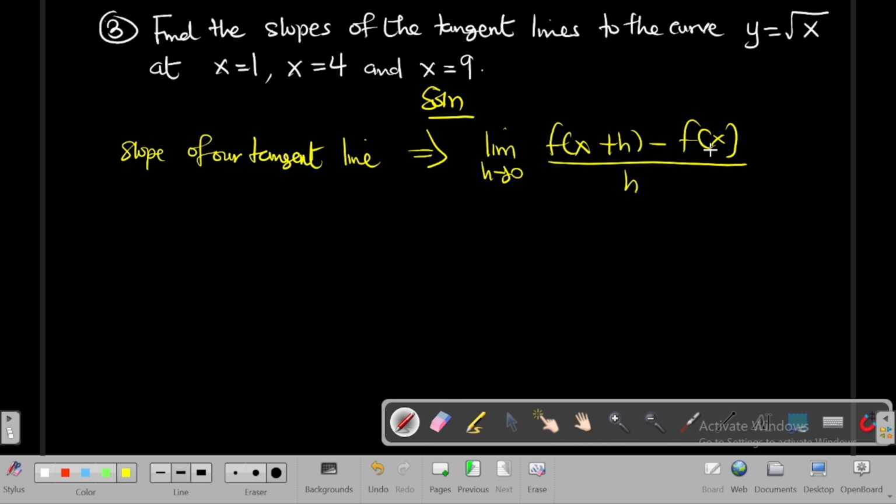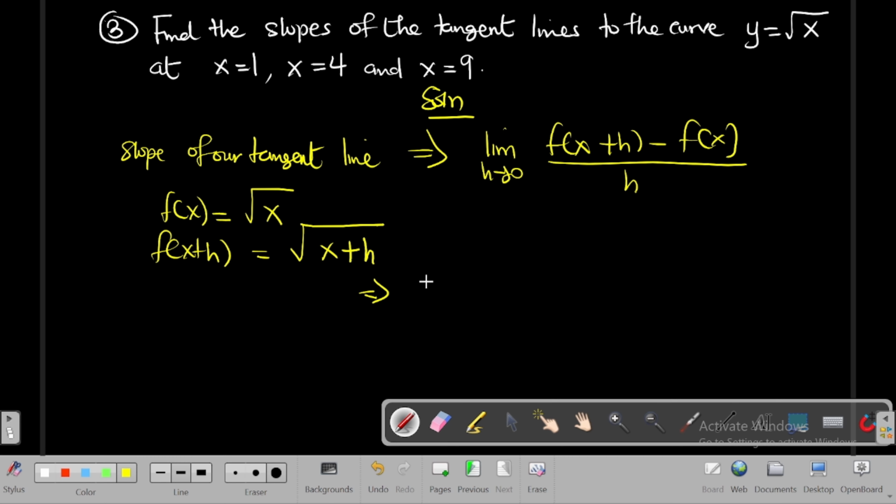Now they have given us our f of x. You know that our f of x is the same as our y, and it's the square root of x. So to find f of x plus h, it means that wherever we see x, we put x plus h. Then from here we can substitute into the original equation, and we can see that the limit as h approaches 0, f of x plus h now becomes the square root of x plus h, minus f of x, which is the square root of x, all over h, right?